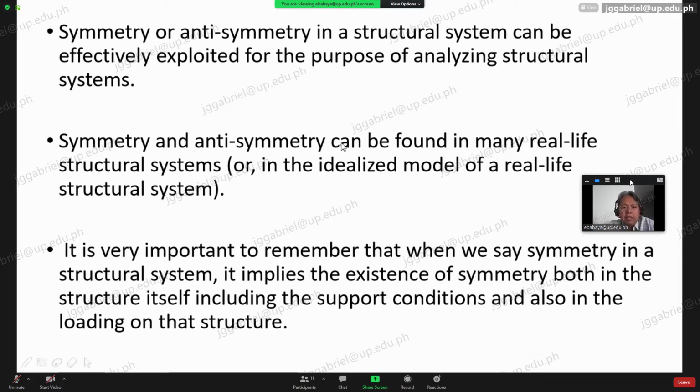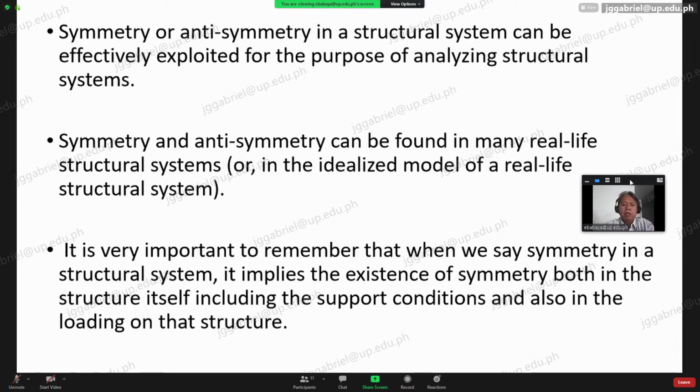Okay, symmetry and antisymmetry can be found in many real-life structural systems or in the idealized model of a real-life structural system. Later on, you will see when we discuss the portal method and cantilever method, we take advantage of this, when we idealize, when we make assumptions based on observable phenomena. Okay?